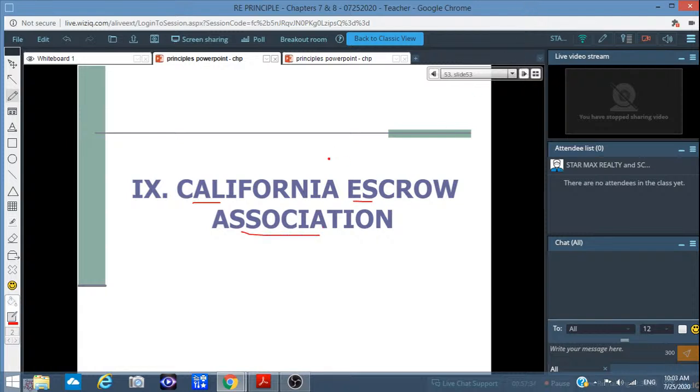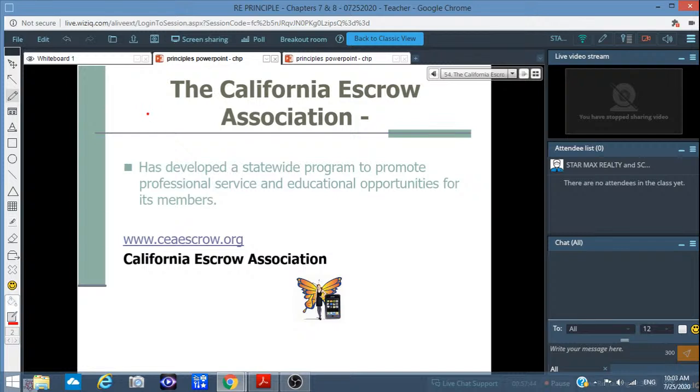可以做 escrow 的行业了。这是他们的网站。If you want a little bit more information, go there and take a look. They develop statewide programs to promote professional service and educational opportunity for its members.